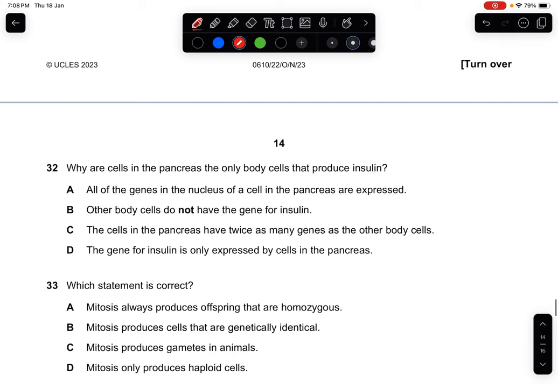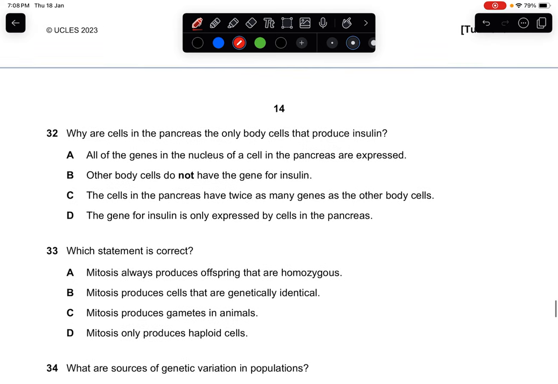Sorry. Question 32, why are cells in the pancreas the only body cells that produce insulin? So let's see. All the genes in the nucleus of the cell in the pancreas are expressed. Wrong. Other body cells do not have the gene for insulin. Not really. The cells in the pancreas have twice as many genes as other body cells. No. The gene for insulin is only expressed by cells in the pancreas. Correct. So the answer for this is D.